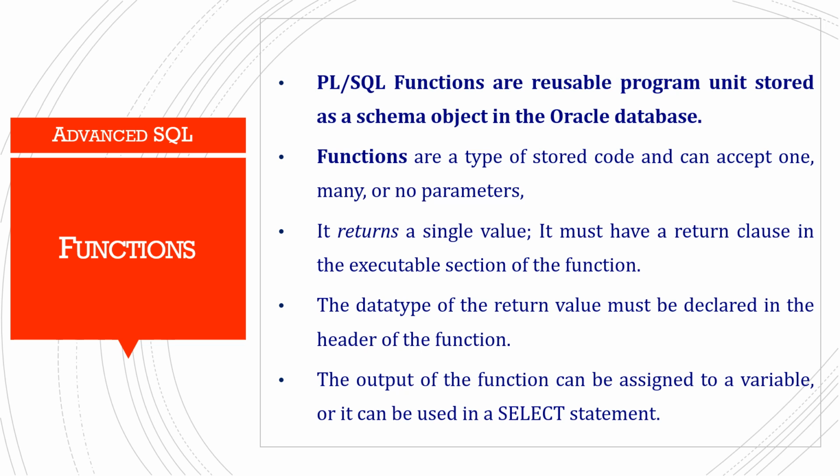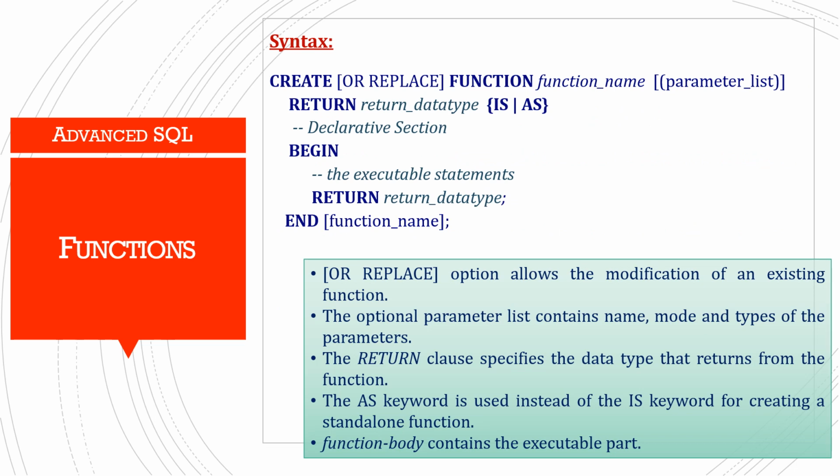Okay, so this function can accept one, many or no parameters. This function should return a single value. It must have a return clause in the executable section of the function, and the data type of this return value must be declared in the header section of the function. Okay. And the output of the function can be assigned to a variable or it can be used in the select statement.